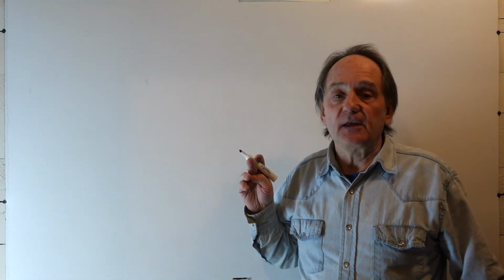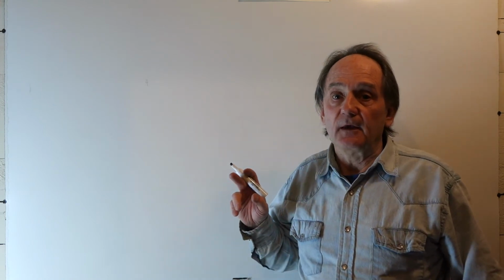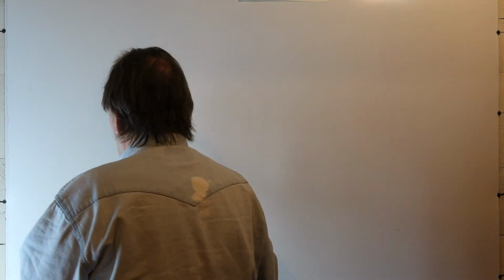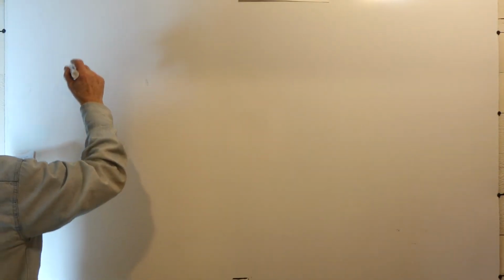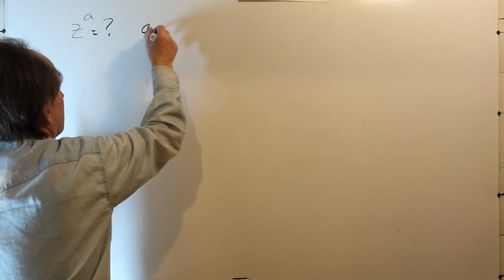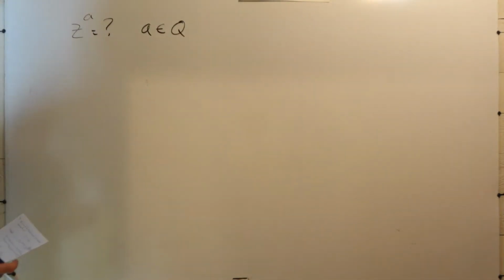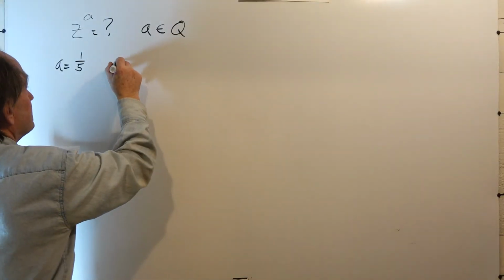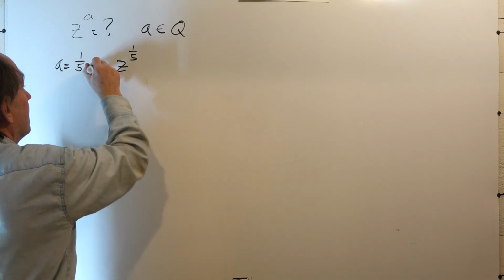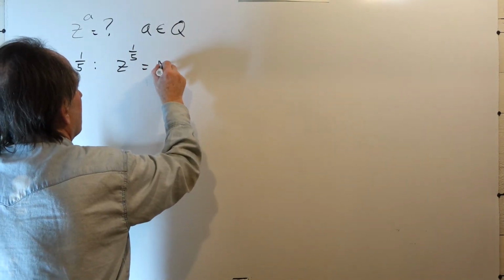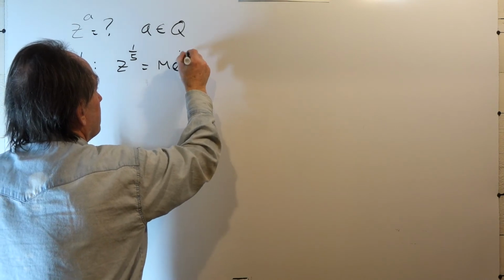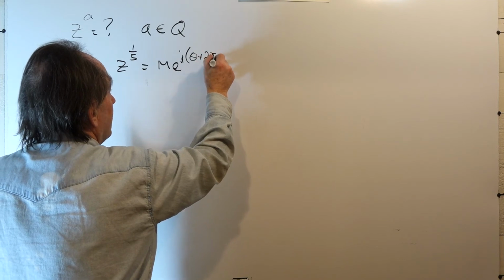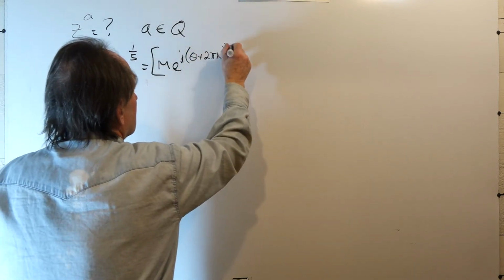Now what happens if the exponent on z is fractional? No longer an integer, but we will now allow fractional exponents. If it's fractional, we'll get multiple values for z raised to the a power, where a is an element of the rational numbers. For example, let's let a equal 1/5. And so z to the 1/5 will be m e to the I theta plus 2 pi n, to the 1/5 power.